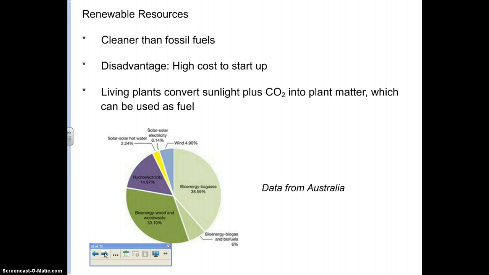Renewable resources. Renewable resources are cleaner than fossil fuels, but the disadvantage is high startup cost. Living plants convert sunlight plus CO2 into plant matter, which can be used for fuels. This data was taken from Australia, which shows you a lot of good information on how much of the renewable resources they use. We're going to stop here for the first video and pick up in a second.